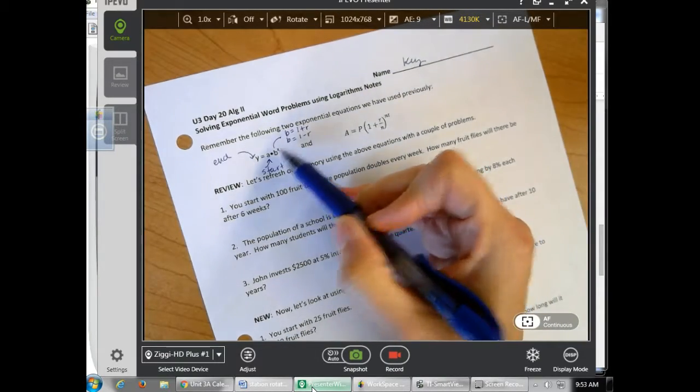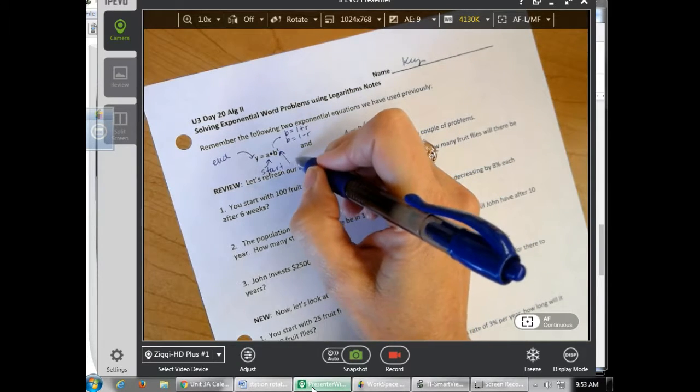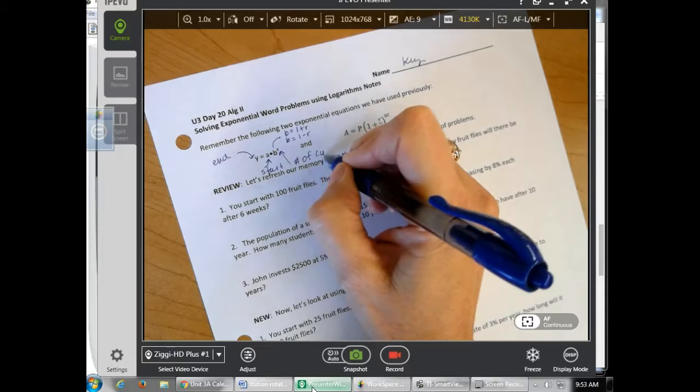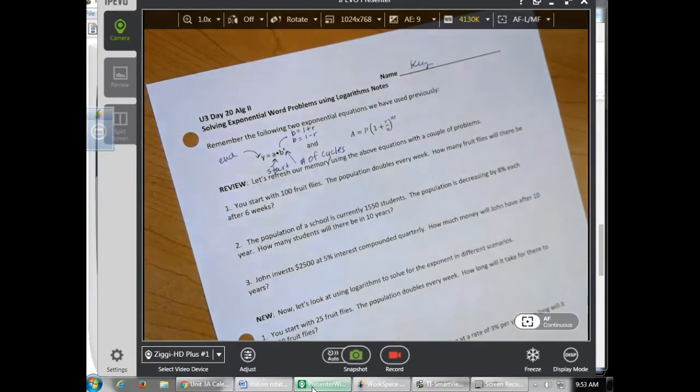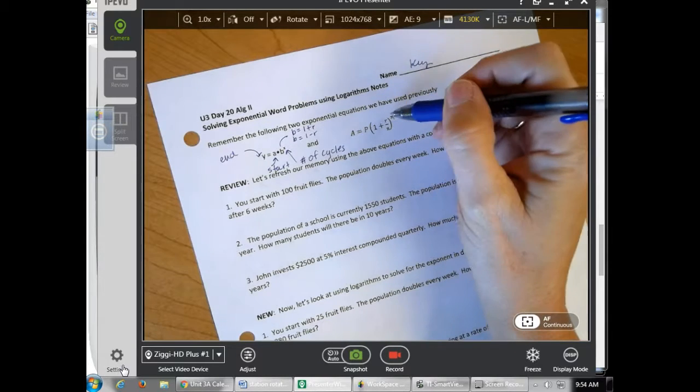And then, of course, you have your X value, which is going to be your number of growth or decay cycles. So number of cycles. And we talked about this in class as well. And then we also have our compound interest formula.